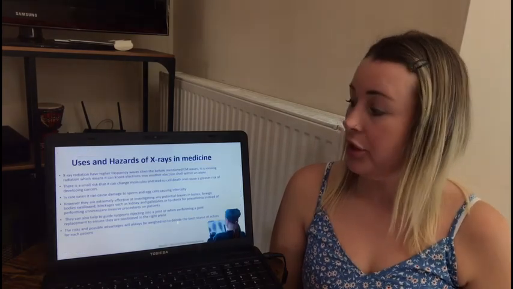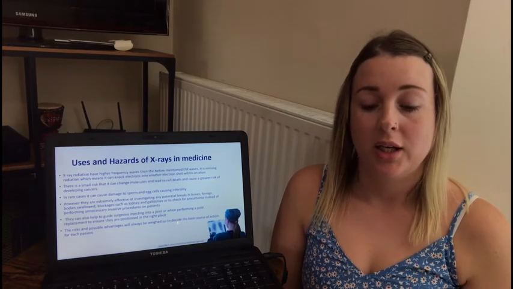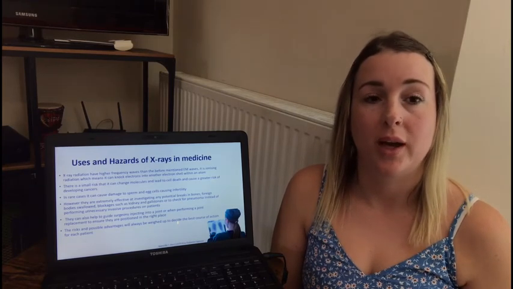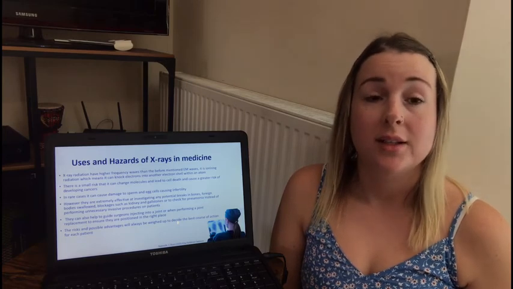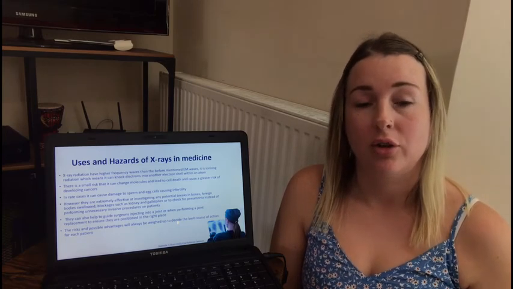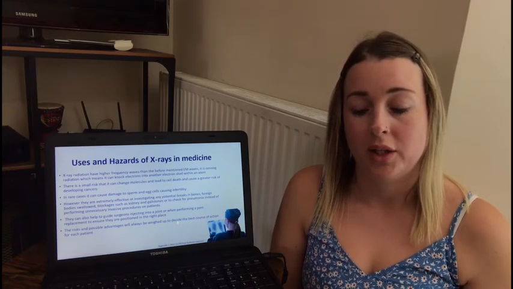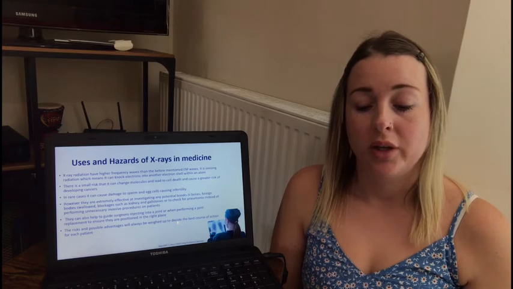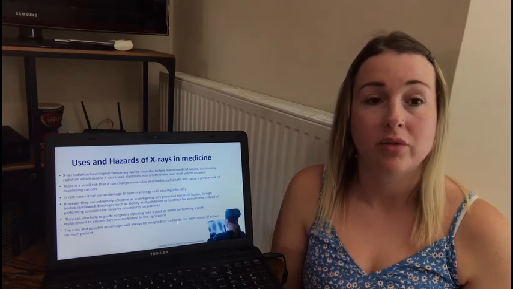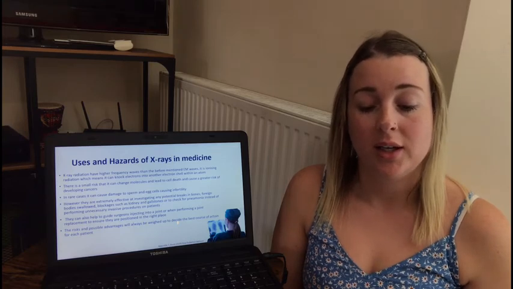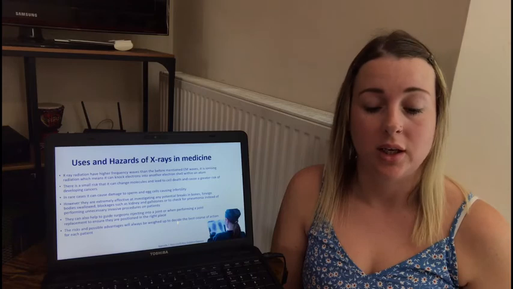The next slide is uses and hazards of X-ray in medical practice. X-ray radiation has a higher frequency wave than the before mentioned electromagnetic waves. It is ionizing radiation, which means it can knock electrons from their shell up to a higher electron shell within the atom. There's a small risk that it can change molecules and lead to cell death and cause a greater risk of developing cancers. In rare cases, it can damage the sperm and egg cells and cause infertility.